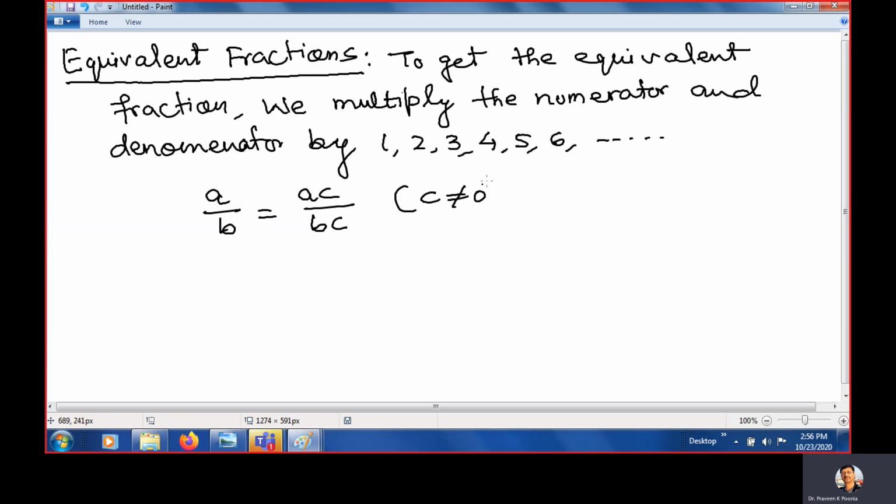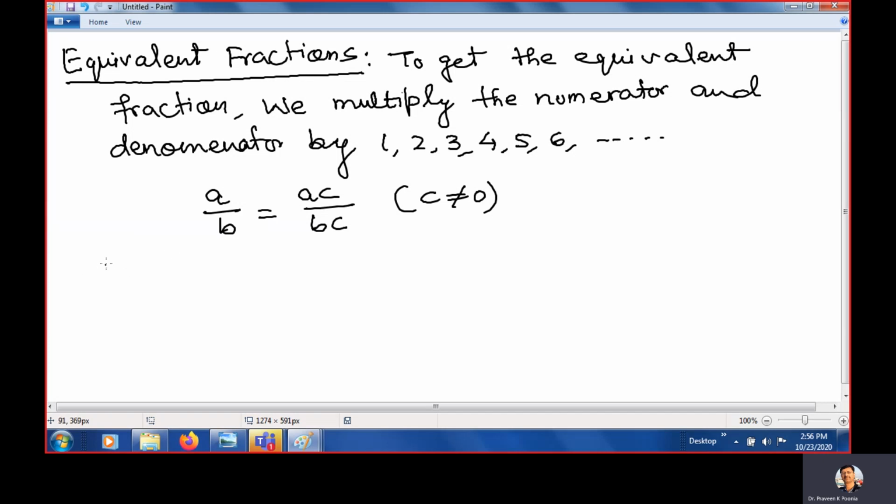Remember, C is not equal to 0 here. Understand? C is not equal to 0. B is also not equal to 0 because that is the condition we mentioned in the fraction. So here we are not taking C equal to 0. That's why we multiply by C equal to 1, 2, 3, 4, 5, 6. Clear? But it is not mandatory that you multiply C by 1 only or 2 only. We can multiply with fractions also. There is no condition at all in this.